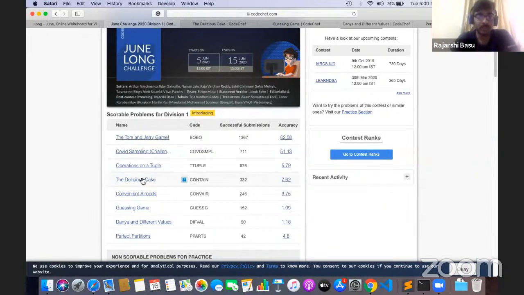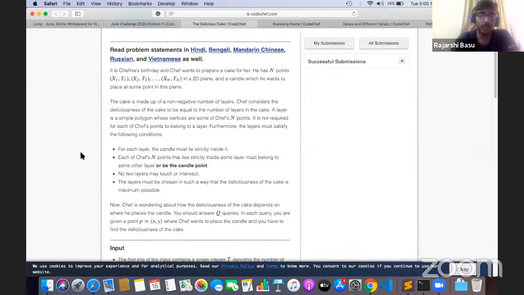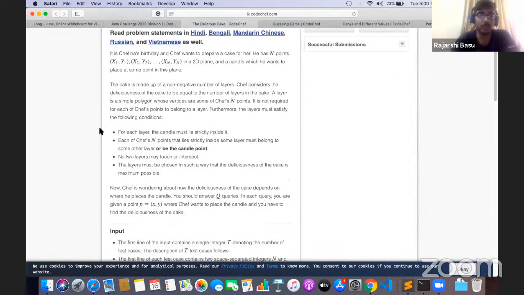So let's start with this problem, the delicious cake. It's a geometry problem. You are given n points, 2D points, x1, y1, x2, y2, and so on. Now you have to make layers in the cake. So these endpoints are said to be a part of a cake. So you have to make layers. What are the layers? Layers is just any polygon that you can draw using any subset of the points with the following criteria. There also you are given a candle.